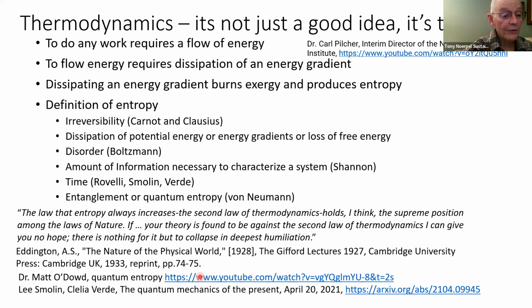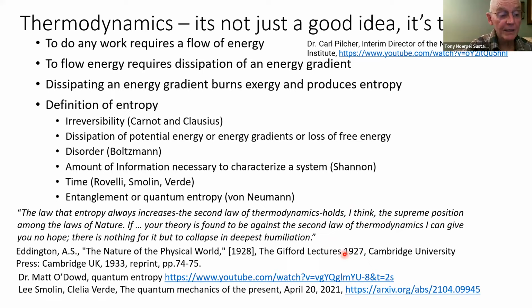Now, Arthur Eddington in 1927 during the Gifford lectures wrote, the law that entropy always increases, the second law of thermodynamics, holds, I think, the supreme position among the laws of nature. If your theory is found to be against the second law of thermodynamics, I can give you no hope. There is nothing for it but to collapse in deepest humiliation. And again, this is the heart of my criticism of neoliberal and neoclassical economics. The economist Nicholas Georgescu-Roegen wrote a huge book in the 60s, I believe, or maybe it was the 70s, on this very point that economists are neglecting entropy and thermodynamics. So it's an economist that is informing us of this, but as physicists, we can understand that that's true.